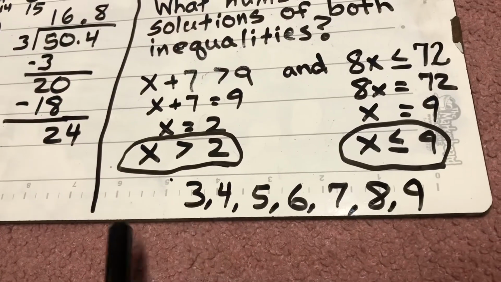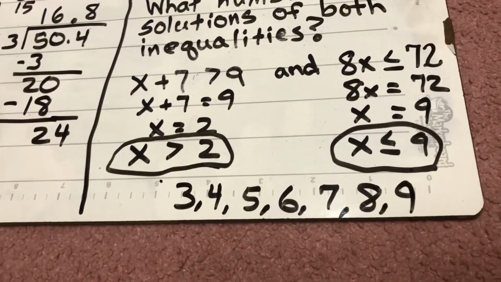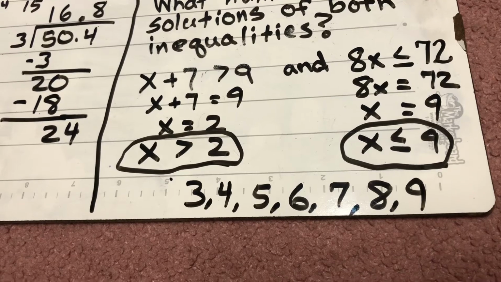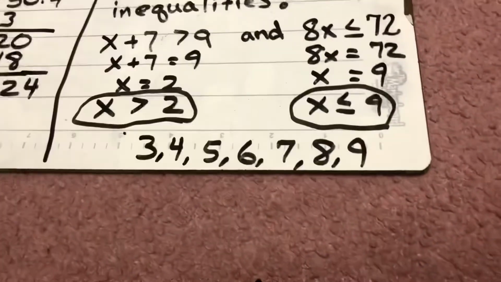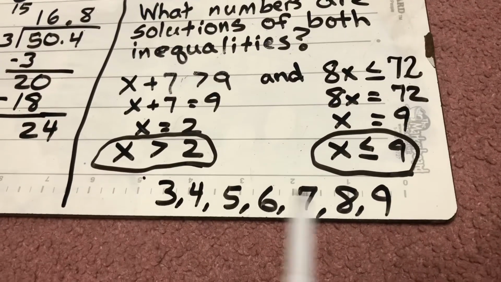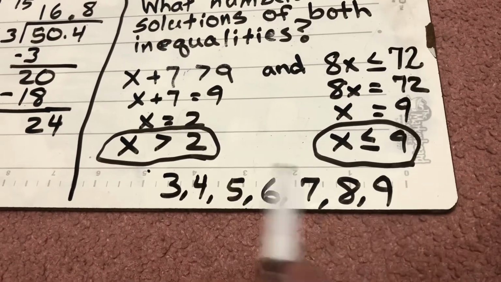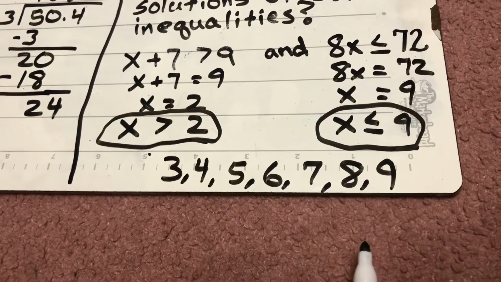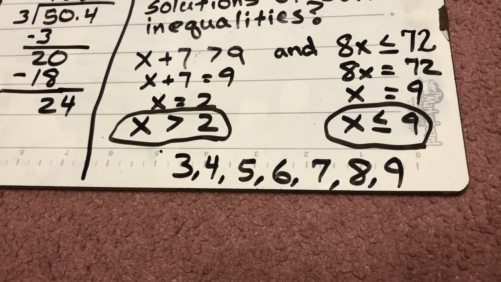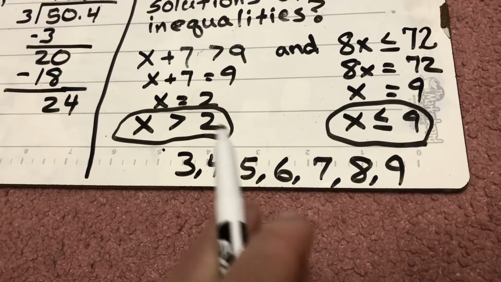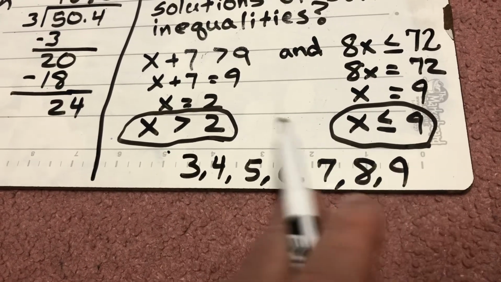And I would need to list all of those numbers. Sometimes you might get just one number that's a solution of both. Here's an example where we had several. But you got to figure out what the inequality is for both of the solutions, and then figure out what numbers would work that would make it true for both inequalities.